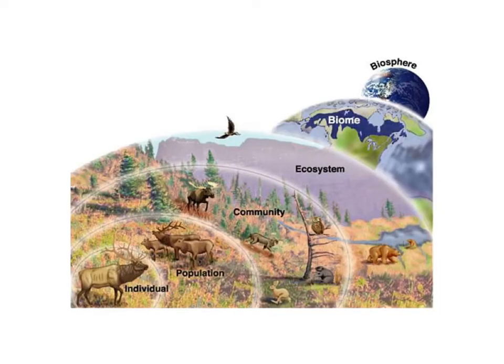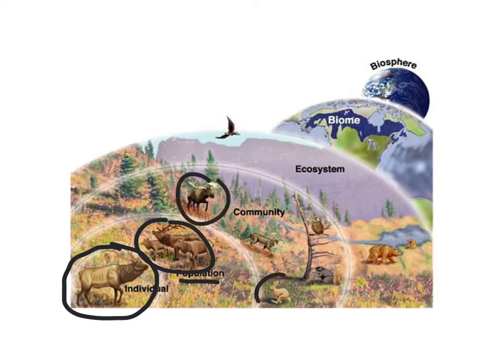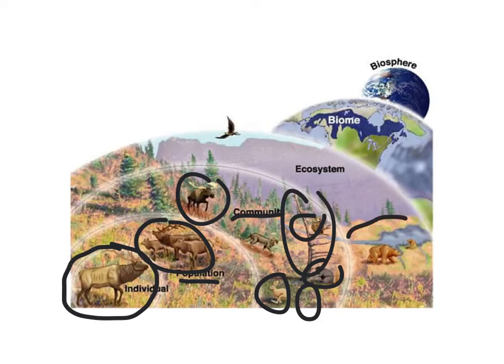So to look at some pictures of some of these vocabulary words, if I have a single elk, that makes up an individual. A group of elk living together is a population. If I have elk, but also moose and rabbits and grass and beavers and owls and trees, that's a community. And if we now include things like a river and the weather with those living things, that's an ecosystem.